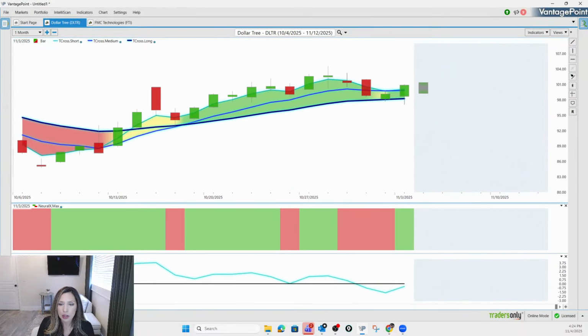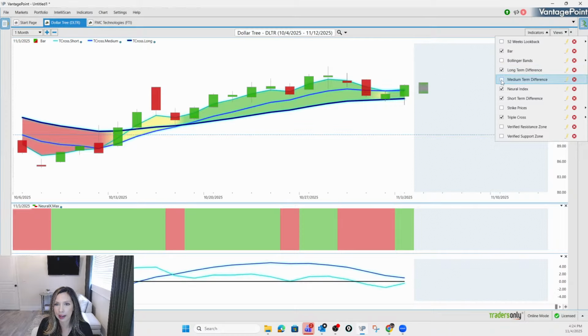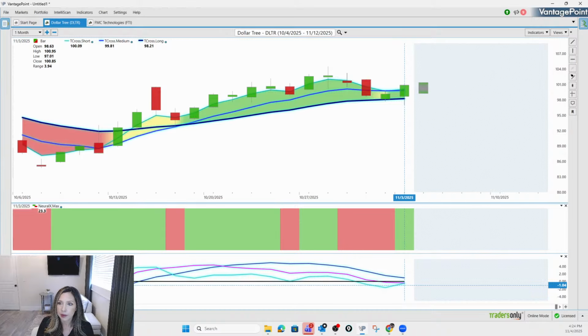All right. So now that you know the ins and outs of the indicators we're really going to be focusing on today, let me just add those back on right here. All right, and we'll take a look at some additional indicators as well.